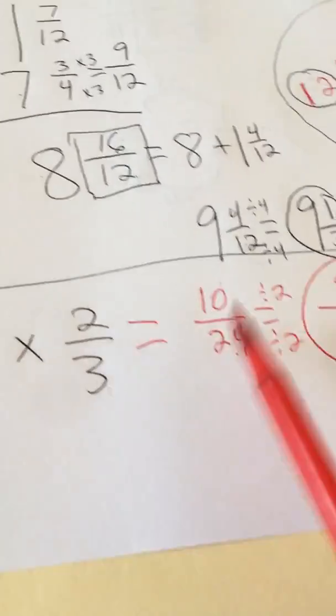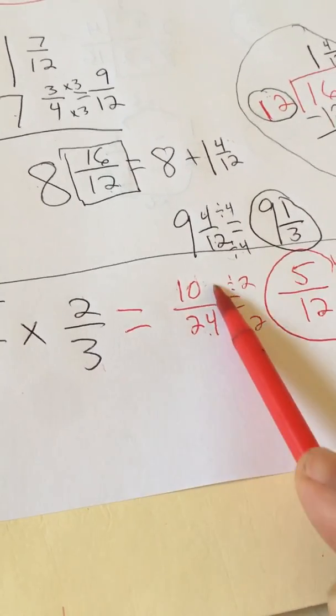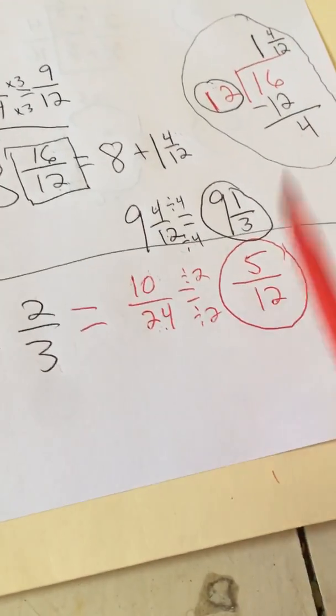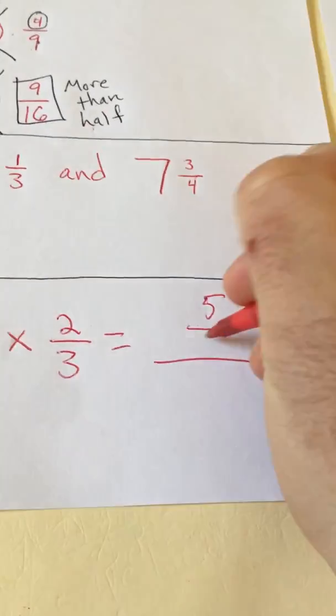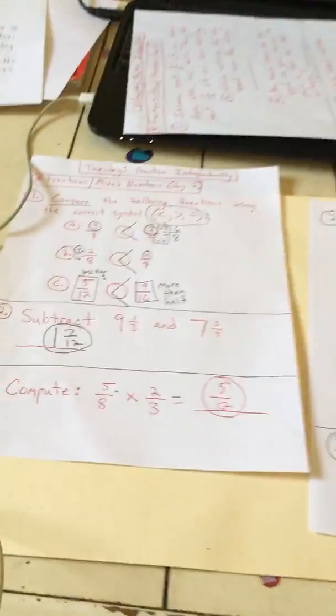So if you got 10/24, great job. You got to just look one more time and say, can I simplify that? Can I make those numbers any simpler to show the same value as an equivalent fraction? And the answer is 5/12. And that's it. Okay, give yourself some snaps.